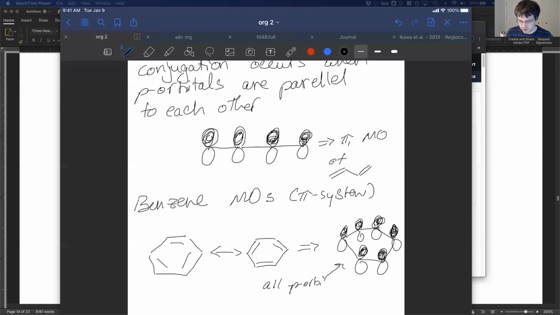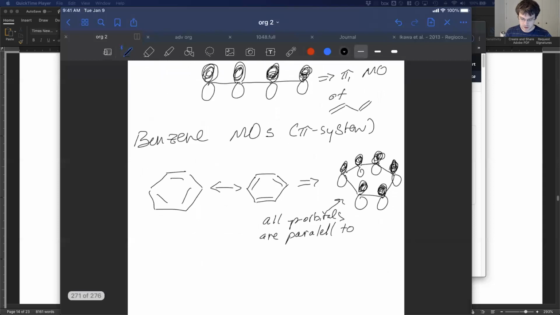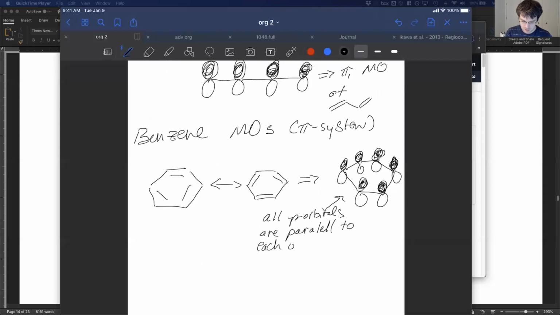Maybe I didn't do a good job of explaining that, but I had to tip that structure so you could see all of the p orbitals. But in fact, all the p orbitals are parallel to each other in this depiction. And this would be pi 1 of the molecular orbital. So what happens is that the anti-aromatic structures can distort themselves so that p orbitals are no longer parallel to each other and resonance cannot occur.